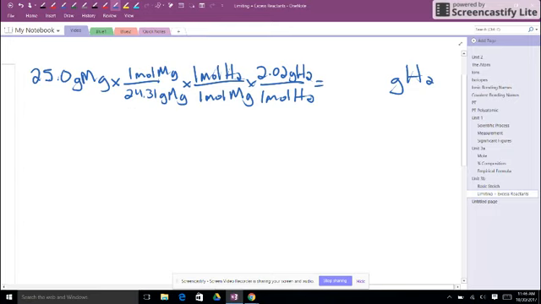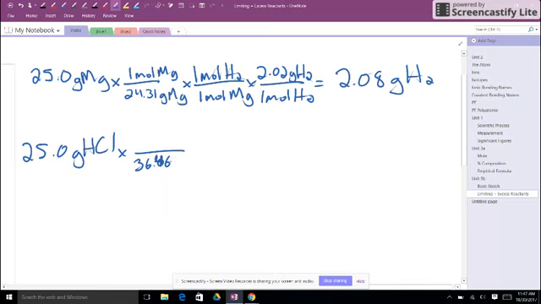Now we take 25, we divide it by 24.31, we multiply by 1, divide by 1, we multiply by 2.02, and we get 2.08 grams of hydrogen if we're going to have 3 sig figs in there. So now this is how much hydrogen could be made with 25 grams of magnesium. But now let's see how much hydrogen could be made with 25 grams of hydrochloric acid. So chlorine is 35.45 grams per mole, hydrogen is 1.01, so 36.46 grams of HCl are in 1 mole of HCl.